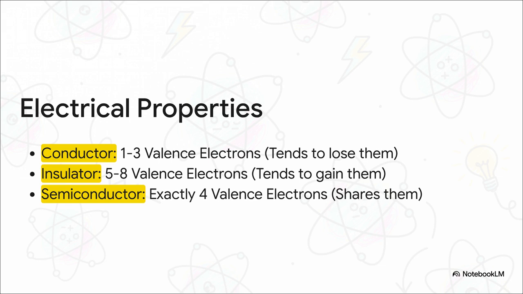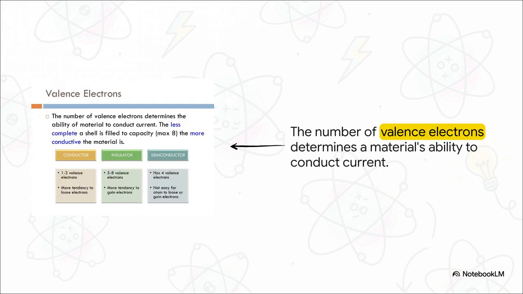That's an insulator. But what if you have exactly 4? That's the big question. It's too much work to lose 4, and it's too much work to gain 4. This is the sweet spot. This is a semiconductor. This graphic just sums it up perfectly. You've got your conductors, which are like the generous givers of the atomic world. Then you have the insulators, the greedy takers, who just want more. And right there in the middle, you have the semiconductors. They're not givers or takers. They're looking for a totally different solution. They'd much rather just share.